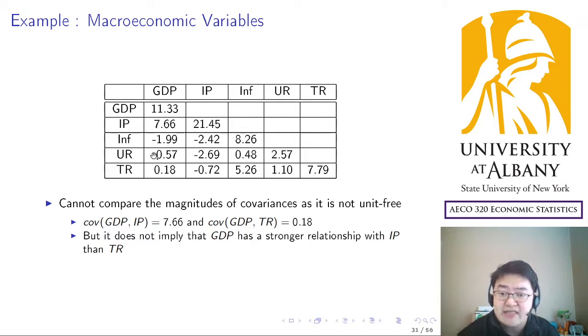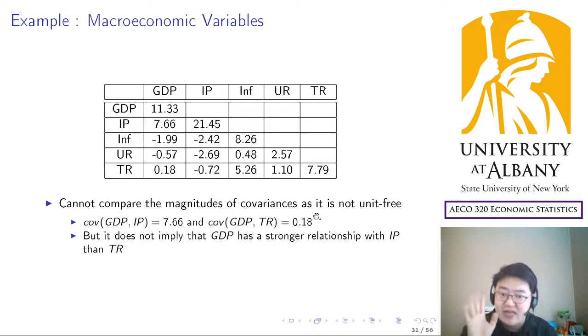However, as I said before, the magnitude of the covariance has no meaning. You cannot compare that. So for example, from the perspective of GDP, industrial production's covariance is 7.66, but treasury bill rate is only 0.18. But you cannot say industrial production's covariance is greater than the treasury bill rate. That means nothing. So you cannot compare them. You cannot say this is stronger than this one. You cannot compare at all.